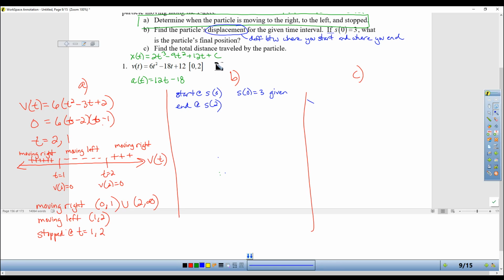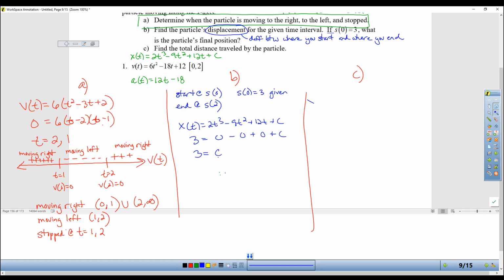I need to find that c first. So they gave me a value that will allow me to find c. So x of t is equal to 2t cubed minus 9t squared plus 12t plus c. I'm going to plug this in. 3 is equal to 0, 0, 0, 0. I love it when this happens. So c is equal to 3.